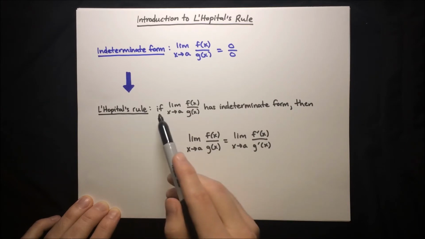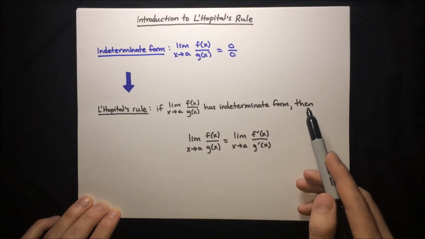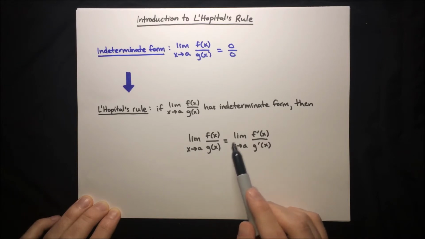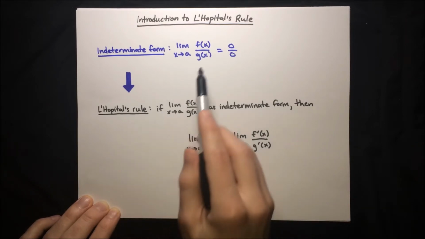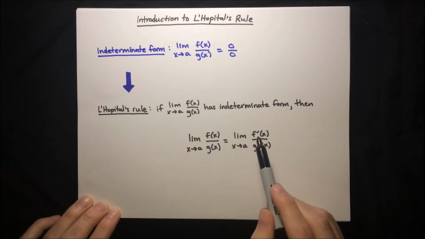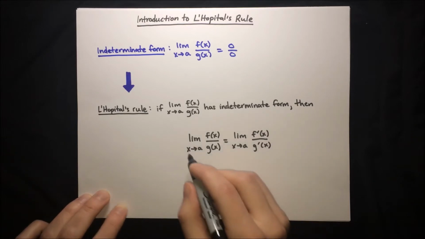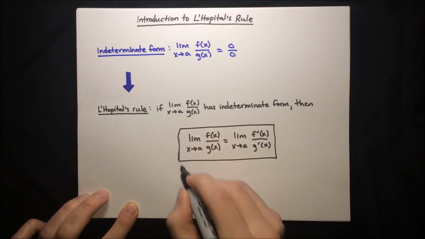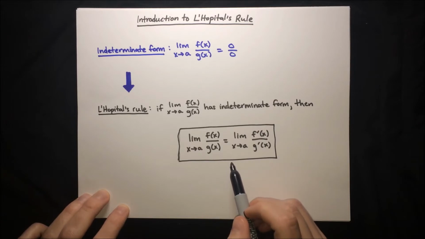L'Hopital's rule tells us that if our limit has indeterminate form, it goes to 0 over 0, then we can use this rule here. We can say that the limit is equivalent to the limit of the ratio of the derivatives of the numerator and the denominator. So L'Hopital's rule just tells us that we can solve this kind of limit by differentiating the numerator and the denominator and then trying to take the limit again. This formula is so important. It'll come up in the coming examples, and it'll also come up throughout calculus too. So we're going to box it and pay special attention to it.